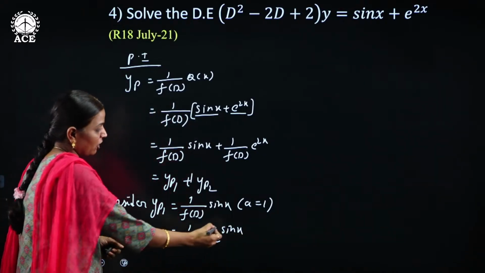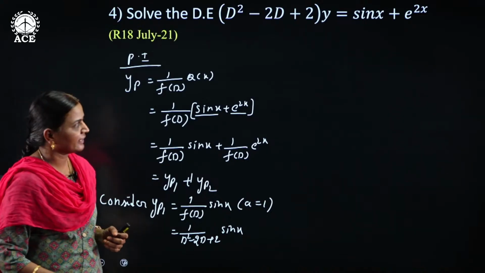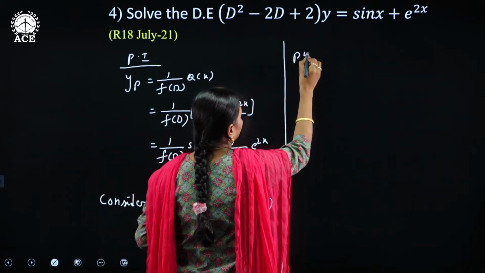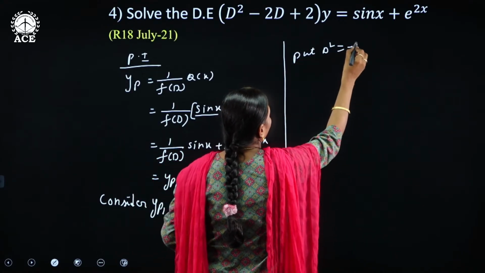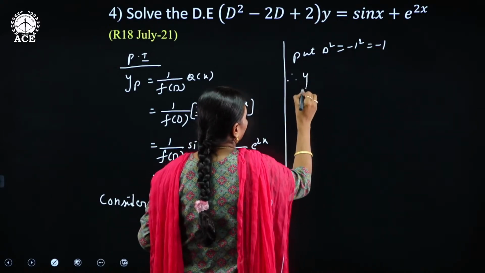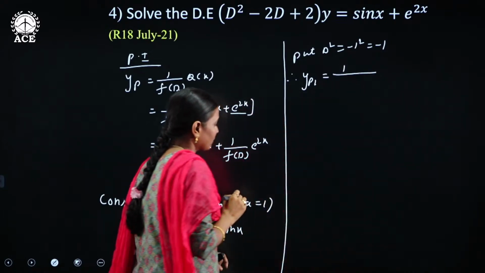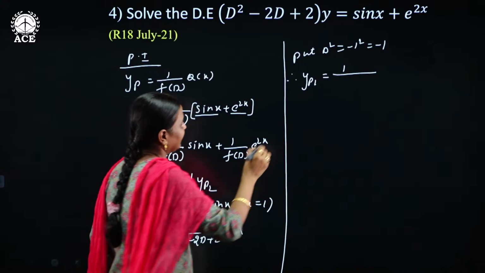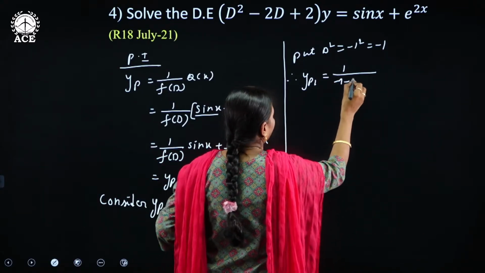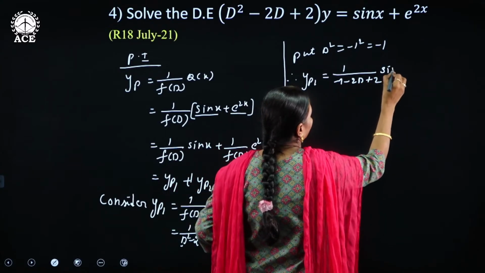So when q of x is equal to sin x, what is the substitution term? Put D square is equal to minus a square. So put D square is equal to minus 1 square, that is equal to minus 1. So therefore, yp1 is equal to 1 by, if we substitute D square is equal to minus 1, minus 1 minus 2D plus 2 into sin x.